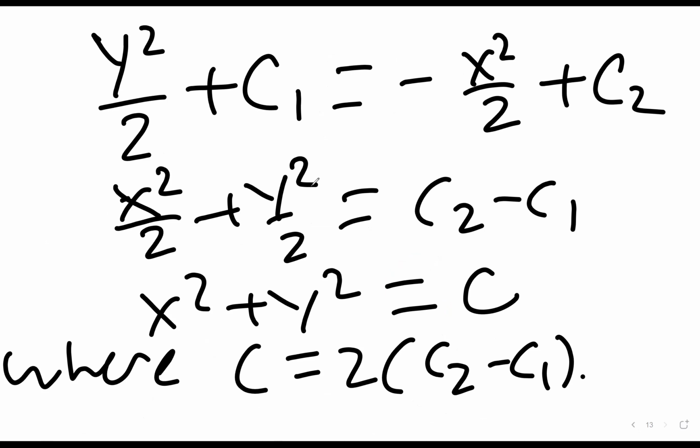Of course, there are infinitely many solutions here, because there are infinitely many choices of C. Of course, a unique solution can be obtained if we have additional information. For example, the circle passes through a certain point.